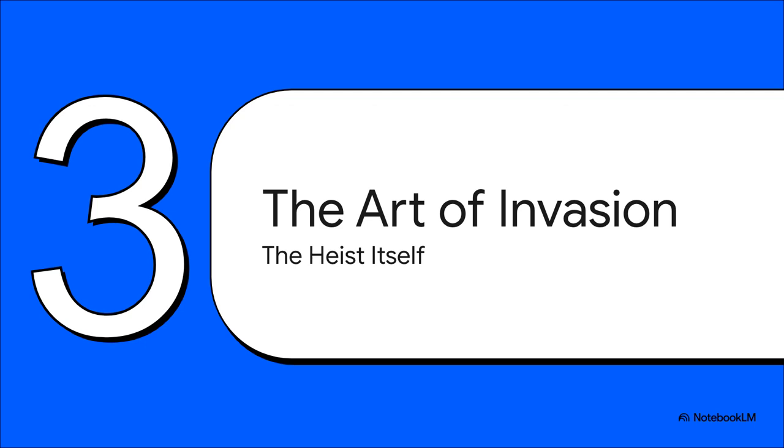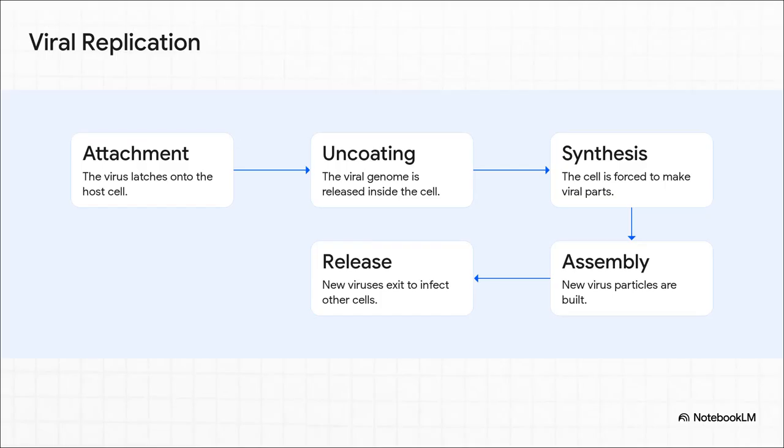Okay, we know the players, we know what's in their toolkit, so now let's watch the actual heist go down. This is the art of the invasion, step by step. This whole takeover happens in 5 critical stages. First up, attachment. The virus has to lock onto the outside of a specific cell. Then it gets inside and starts uncoating. That protective vault pops open, releasing the hijacking blueprints into the cell.